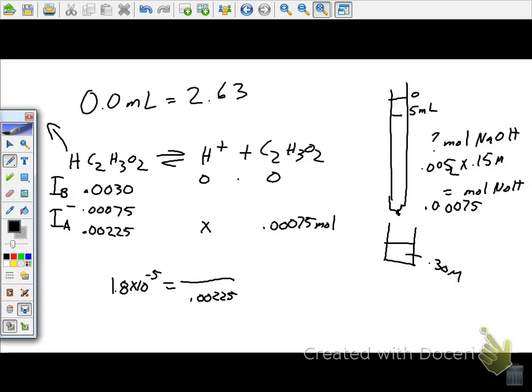Now I'm going to leave it in moles. You don't have to find molarity; we won't do that until later. It's okay because the volume throughout the experiment is going to be constant. They're all the same volume, so we can deal with moles. Then you're going to have the 0.00075 moles up here, which is the C2H3O2, times X. Solve for X.